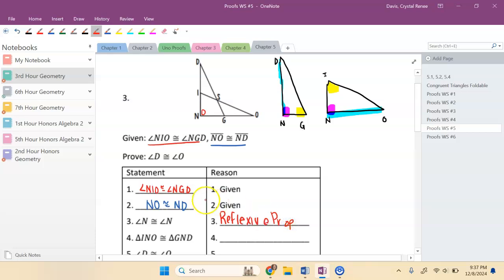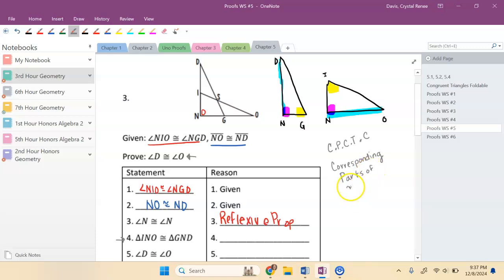Now I want you to notice that what we're trying to prove is a little different than what we've been proving so far. We've been proving that triangles are congruent, and we're still going to prove triangles are congruent, but we're going to use what's called CPCTC. That stands for corresponding parts of congruent triangles are congruent.